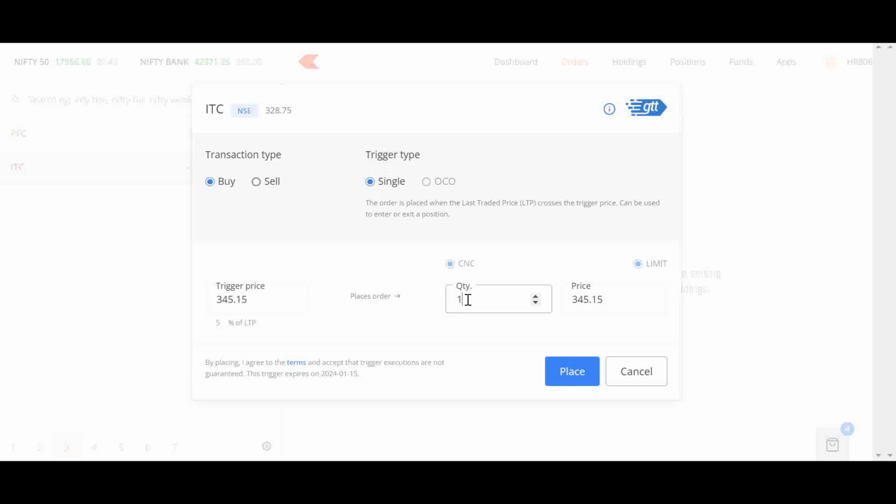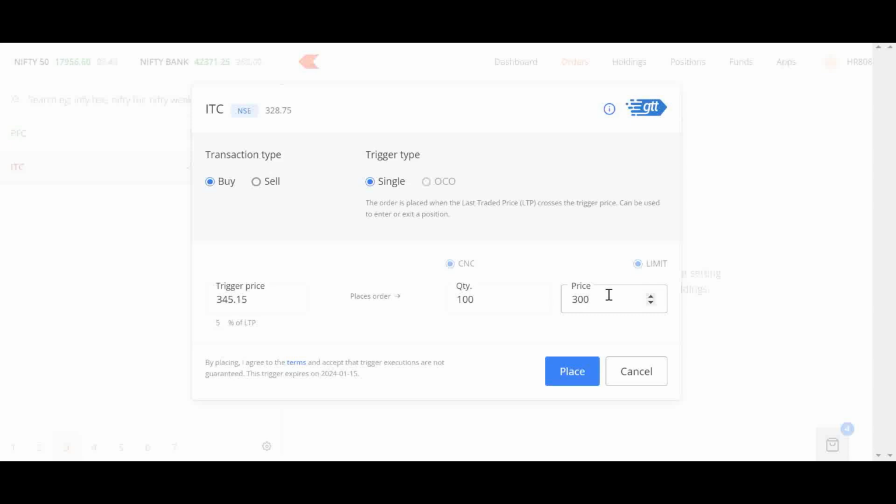Okay, so what I'm going to do is enter the quantity. Let's say I'm going to buy 100 quantities of ITC when the price reaches 300. So when the price reaches 300, this particular order will get triggered. But for the trigger, we have to enter the price. Let's say I'm planning to buy this for 300.